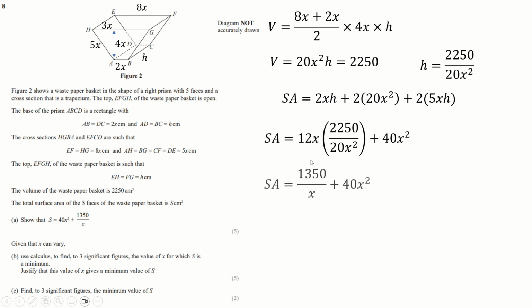This all cancels down to the number they have here, and we're done. Given x in vary, use calculus to find s as a minimum. I'm going to use horrific notation here and just write SA dashed to show that I've derived the surface area. I realize now they didn't even call it SA, they called it S, but who cares?